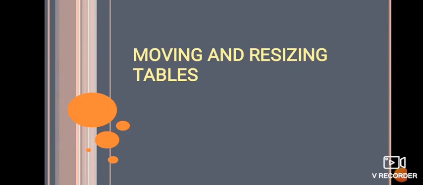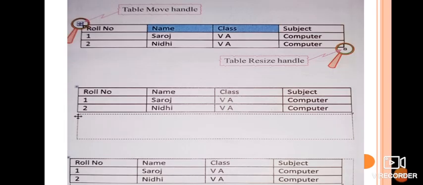Moving and resizing tables. Look here. When you click on the table, you notice a plus sign at the top left corner. This is called the table move handle. A small hollow square at the right corner of the table is called the table resize handle. So, to move the table, place the mouse pointer on the table move handle until a plus sign appears, drag the table to any part of the document, and then release the mouse button. Your table is placed at the new place.